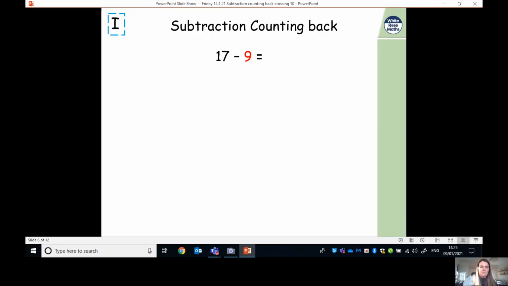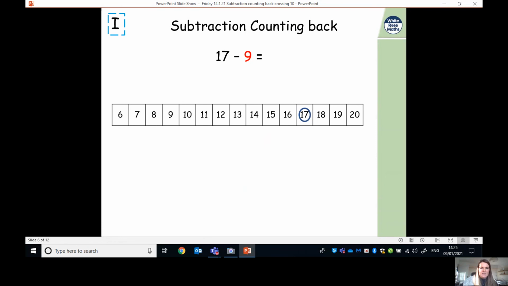Fantastic. Let's see it in action. We circled the number 17. How many jumps did we make? Absolutely. We made our 9 jumps. Here they are. 1, 2, 3, 4, 5, 6, 7, 8, 9. And our answer was 8. Brilliant work, everyone. All right. Last one, and then you're going to have a go all by yourself.